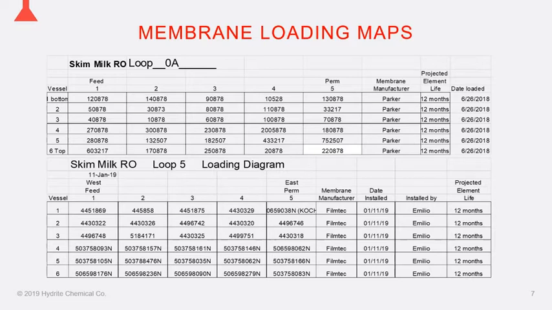Typically, they'll look at this map here, and here's a good example of one. Up here, you'll see that they talk about, I think this is loop 0A, so typical for a system that's been expanded over time. That's the loop number, and this one happens to have 6 vessels, and each vessel appears to have about 5 elements.